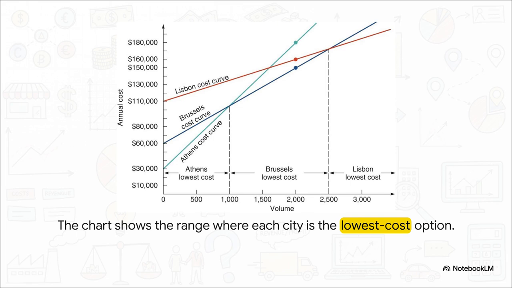Each of these lines represents a city's total cost as the volume goes up. See how that green Athens line starts out as the lowest, but it climbs really steeply? And look right here, the exact points where the lines cross over. Those are our crossover points, 1,000 and 2,500 units. To find the cheapest option, you just pick a volume on the bottom and see which line is the lowest. It's really that simple.